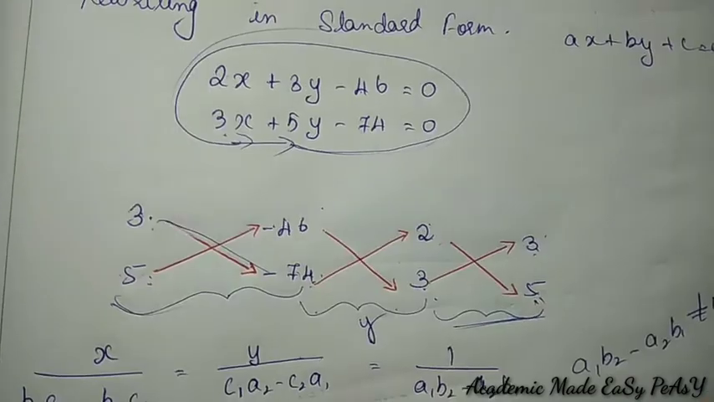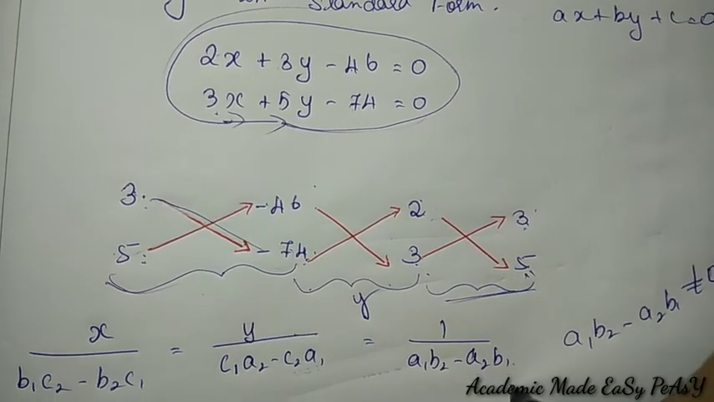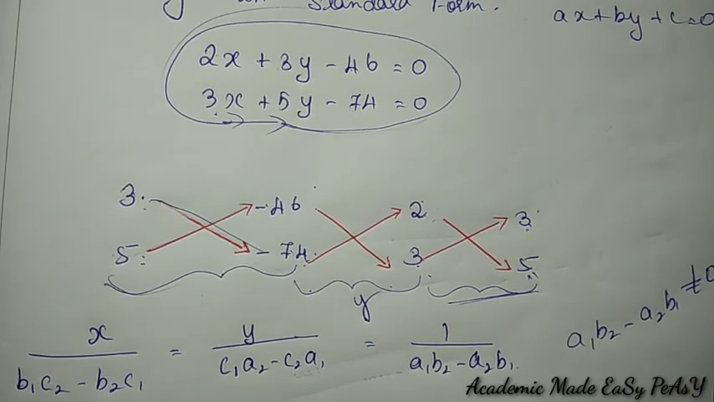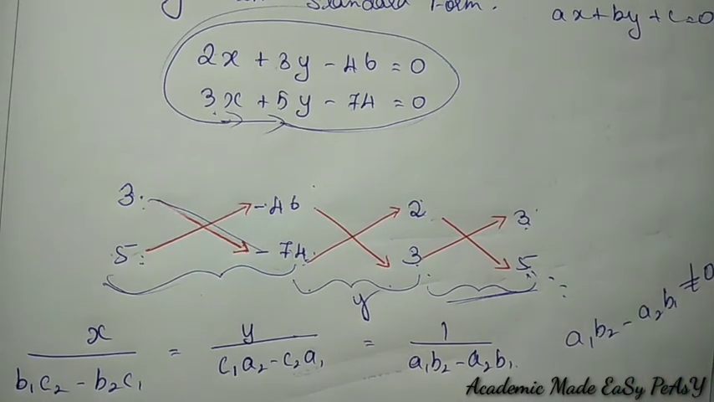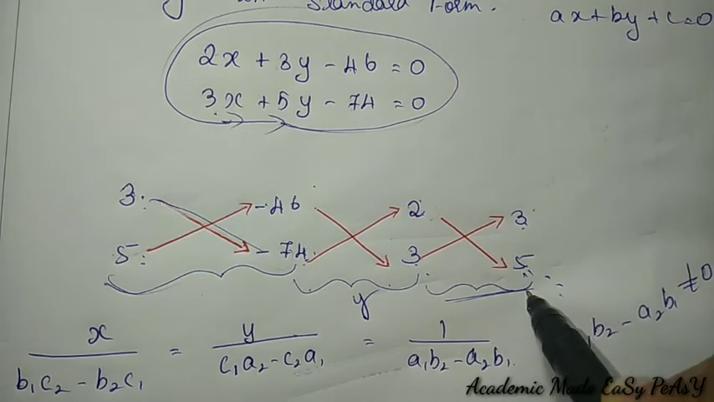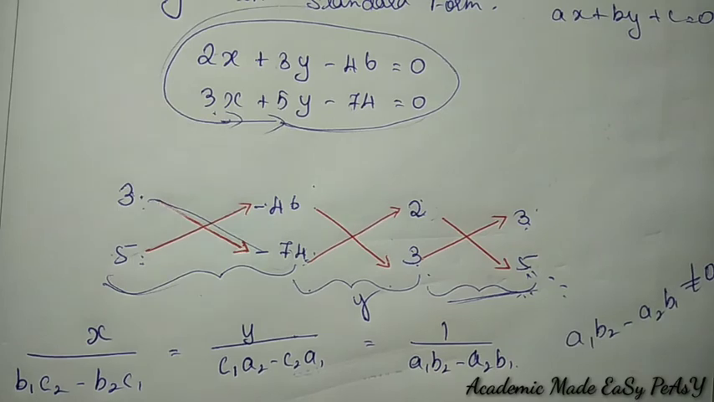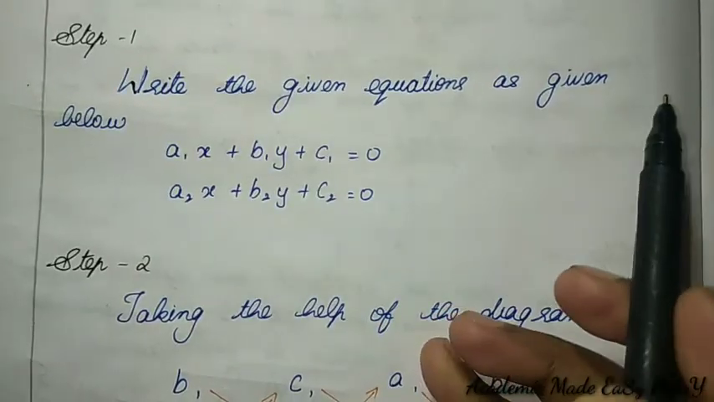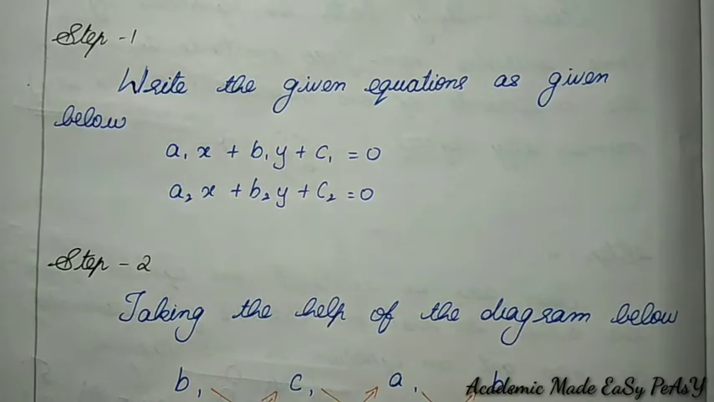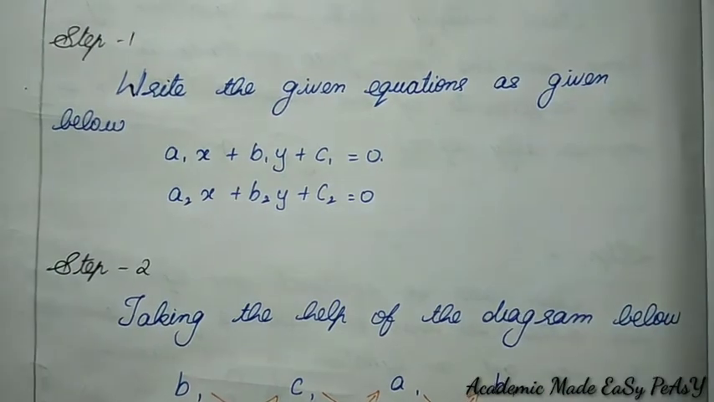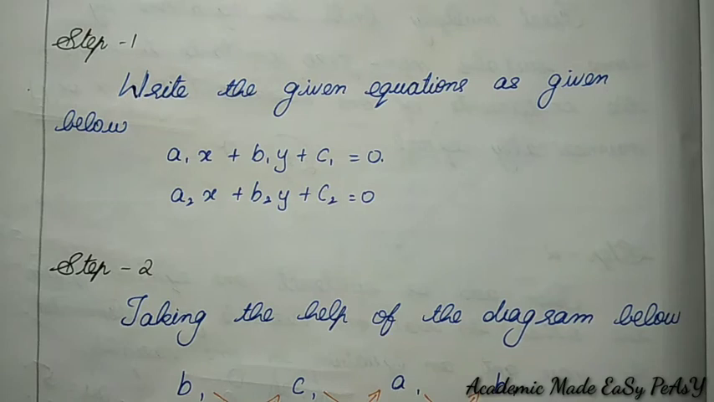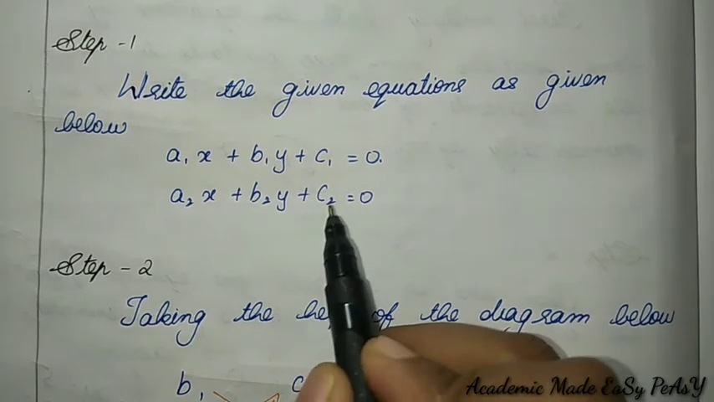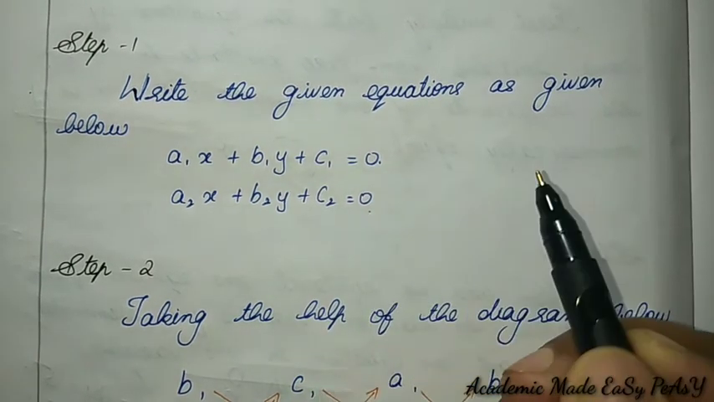That's it. If you know this diagram, then it is very easy for you to do this cross multiplication method. This is the easiest method and a little tricky, so be thorough with this diagram. Step 1: write the given equations as given below. We have to write it in the standard form for the cross multiplication method alone. This is the standard form, isn't it?